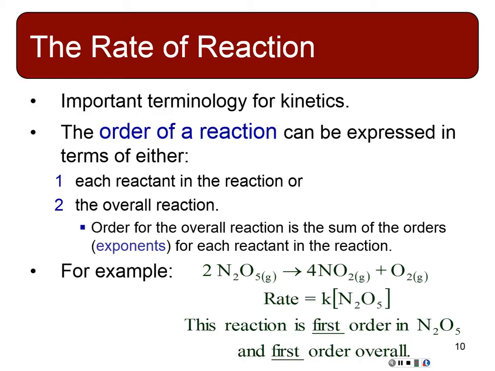And that's the sum of all of the orders. So here we just have 1, so our overall order is also first order. Understood, just given 1, you can put it there if you want. So this reaction is first order with respect to N2O5, that's how I usually write it out, and first order overall, because we only have 1 reactant and it's to the first.